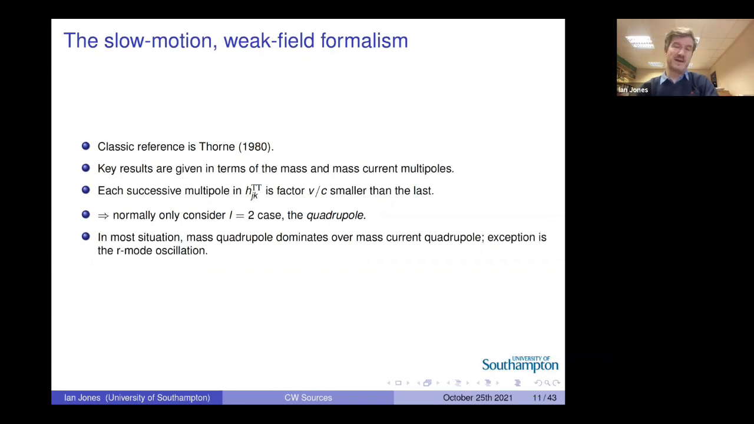What that means in practice, because we are talking about relatively slowly spinning systems, relatively slow motions, is that people generally talk about the quadrupole case, or in the language of spherical harmonics, the l equals 2 case. And in most situations, it's the mass quadrupole, the thing that just depends on where the mass is, not the current quadrupole, which cares about how it's moving, that's important. There's an exception to this, the r-mode oscillation, that I'll talk about later.